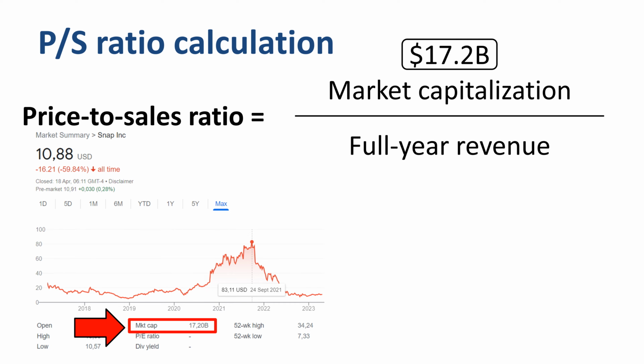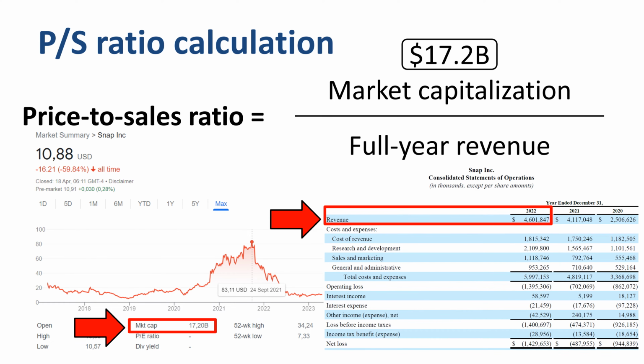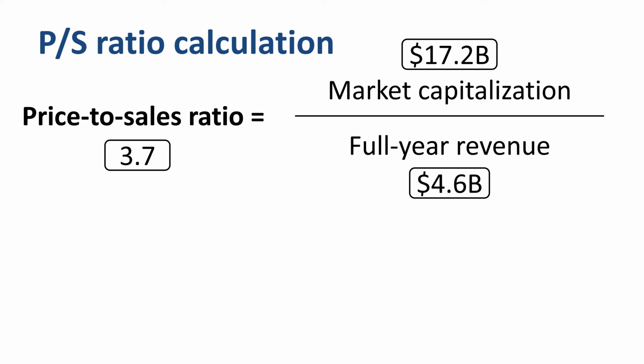The latest full year revenue of the company is found in the company's income statement or P&L. The revenue number is $4.6 billion. Divide market capitalization by revenue and you get to a price to sales ratio of 3.7.